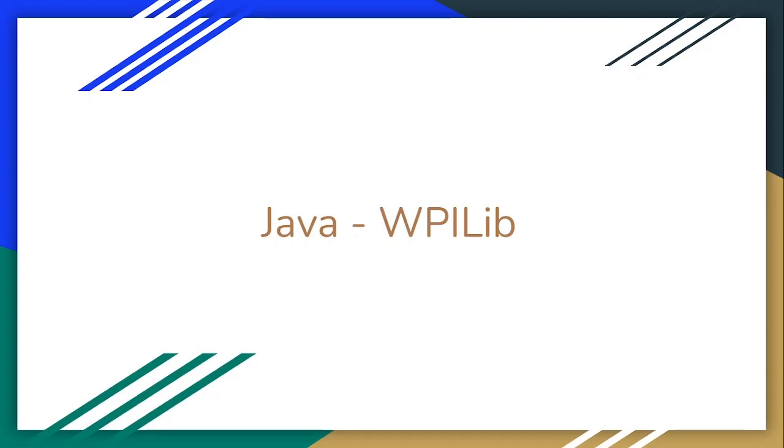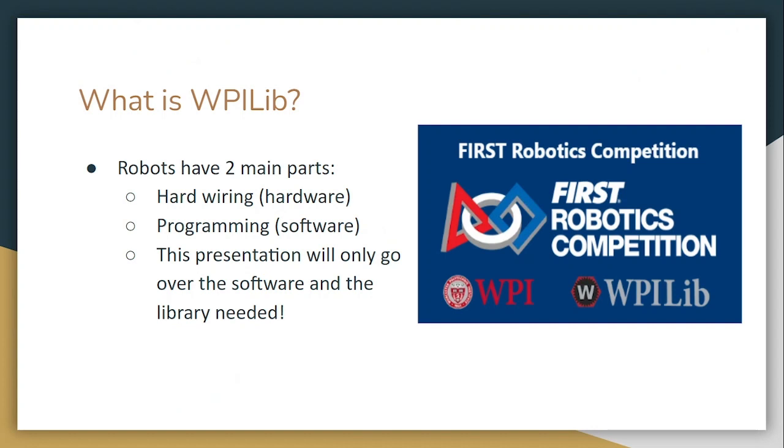Specifically, today I'm going to be talking about WPILib in Java, used for FIRST competitions and the FRC. So first of all, what is WPILib? Well, robots have two main parts. They have hardware and their programming, or the software. This presentation will go over the software and the library needed to code robots in the FIRST Robotics Competition, FRC.